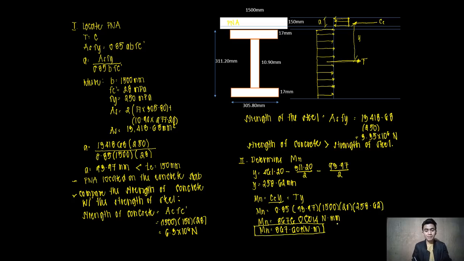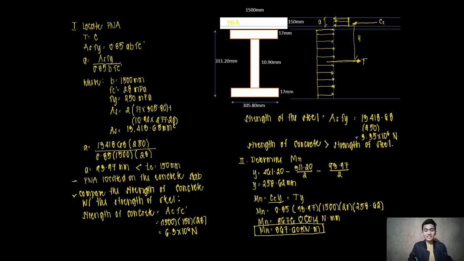composite beam. So say for example, if we are going to try T multiply it by Y, that is just the area now of our steel, which is equal to 13418.68 multiply it by f sub y, which is 250 times y, which is 258.62. That will give me 867.58 kilonewton meter. So very close with this one.